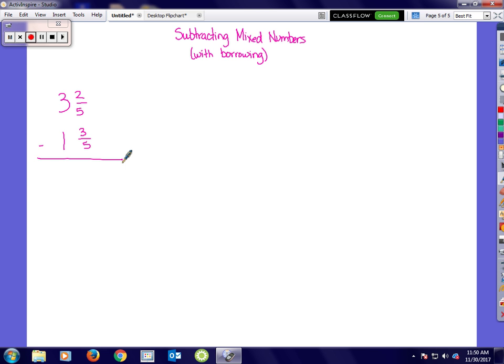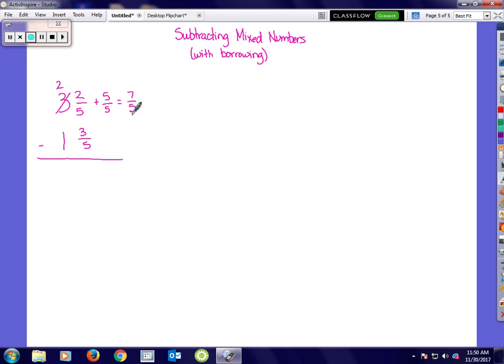When you think about this, a whole number is the same as when the numerator and denominator are the same. We want to keep our denominators the same, so I look at my denominator, which is a 5. I know 5/5 is the same as 1, so I'm going to borrow one whole from over here. I cross it off and make 2. So now I have 2/5 plus 5/5 equals 7/5.